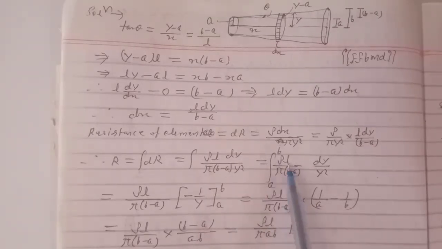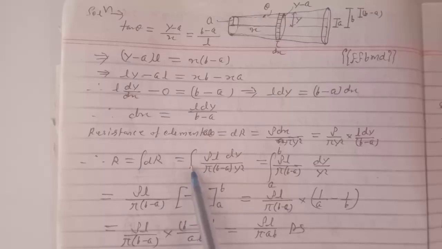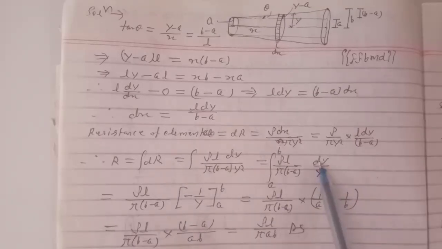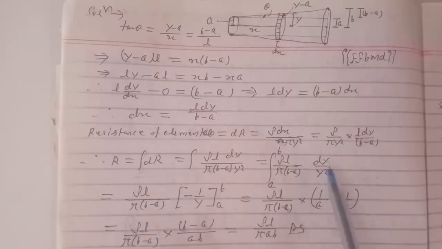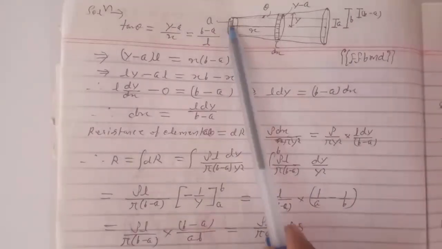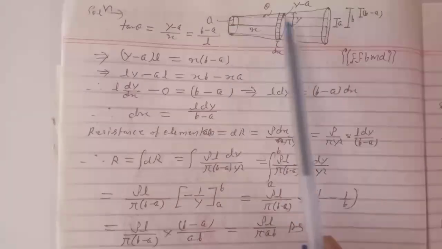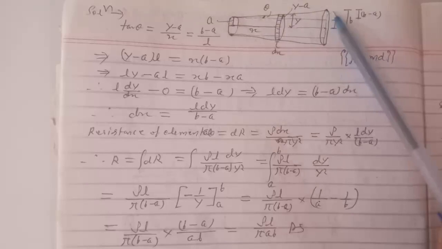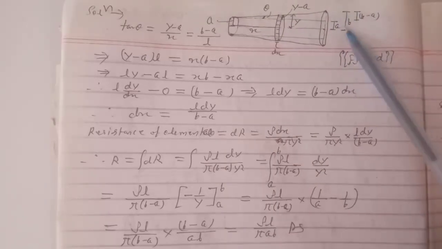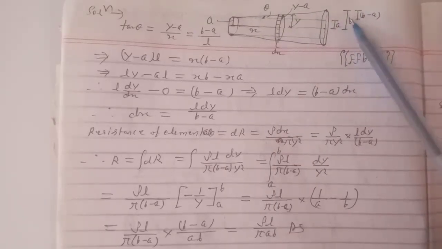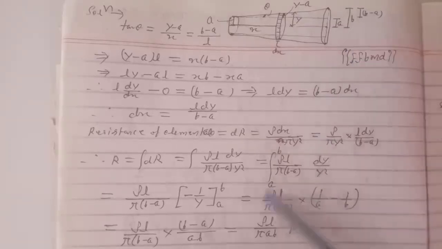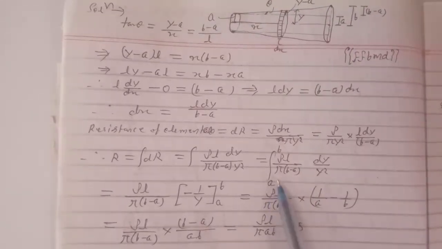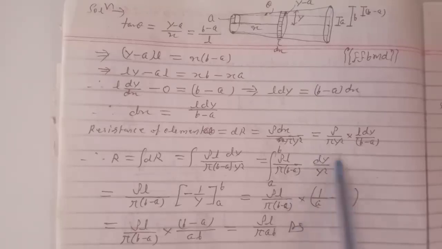Now we have to see the variable here. These all are constants and we have to take the limit. So here the variable is y, so the limit will be according to y. How is y changed? When we take the disk at this point, y will be equal to a, and if we take the disk at this point, then y will be equal to b. So our limit will be from a to b.